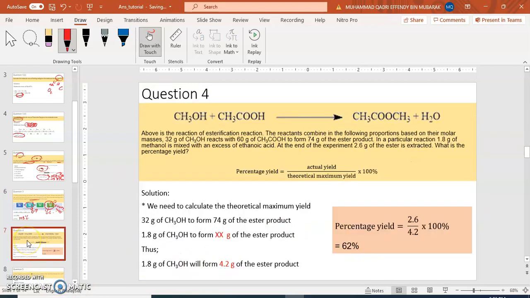Question 4. For this question, question 4 asks us about an esterification reaction. So we have ethanol. We have methanol, and also we have ethanoic acid.